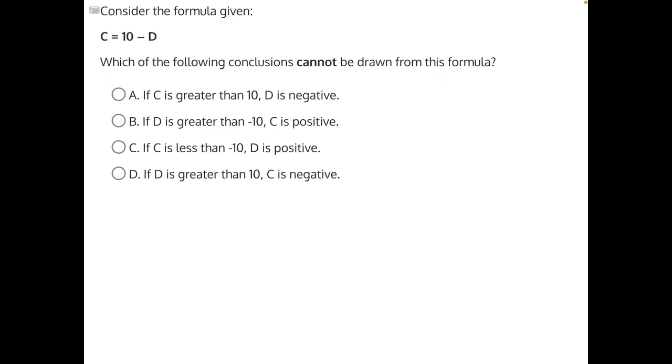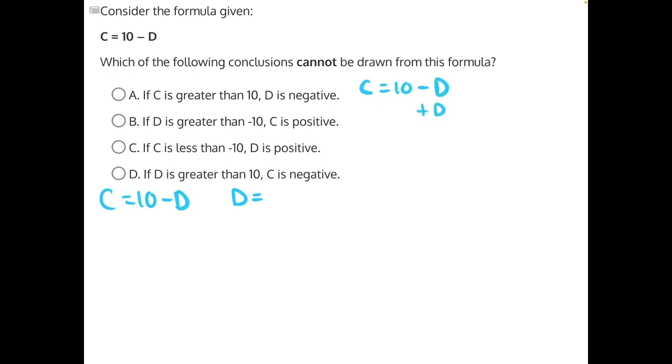Consider the formula given. Which of the following conclusions cannot be drawn from this formula? To solve this question, it can be helpful to have the equation written both in terms of C, which is already given to us, and in terms of D. To write it in terms of D, we'll have to use opposite operations to rearrange.